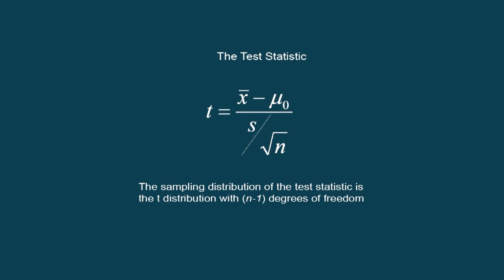In the denominator, we have a change because here we cannot write sigma by root n because sigma is unknown. We have actually estimated it from the sample. So instead of sigma, we write s. So this distribution follows n minus 1 degrees of freedom because one of the variables is lost.